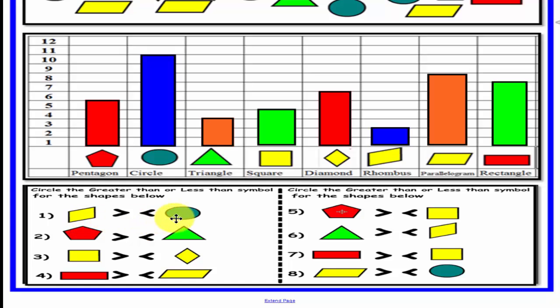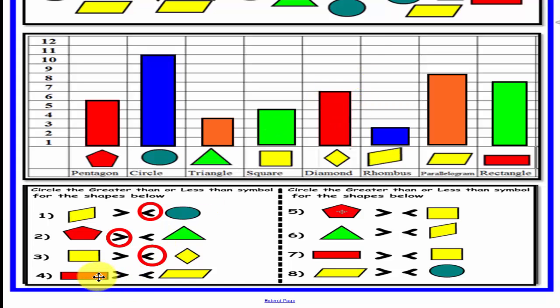Now, between the rhombus and the circle, which one did you think was greater? Well, hopefully you circled the circle. The circle is the greater one. The triangle. Here we have a 5 and a 3, so obviously the triangle is the greater one. Now we have the square and the diamond. The square was 4, so here the diamond is the greater one, with 6.